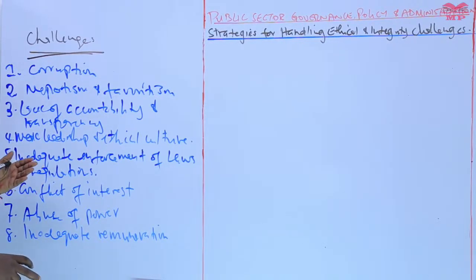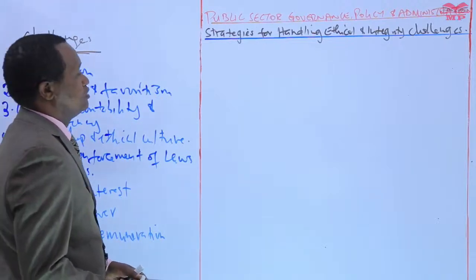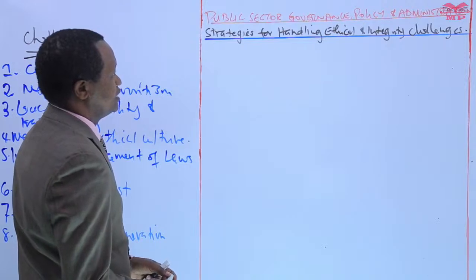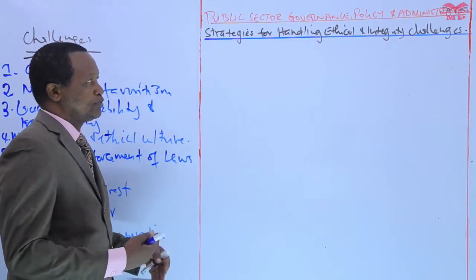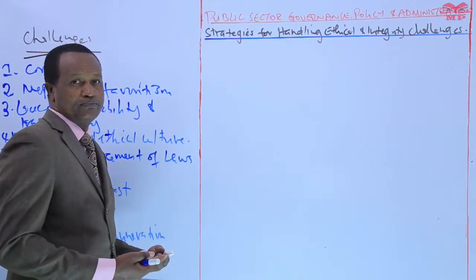of ethics and integrity in the public sector: corruption, nepotism and favoritism, lack of accountability and transparency, weak leadership and ethical culture, inadequate enforcement of laws and regulations, conflict of interest, abuse of power, inadequate remuneration. Now that you've understood the challenges, let's now discuss some of the strategies for handling ethical and integrity challenges. What are some of the methods or approaches that can be used to address these challenges in the public sector?